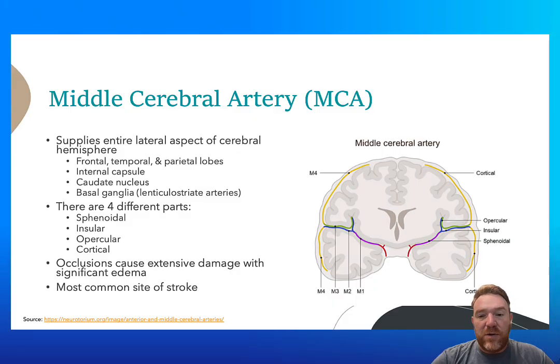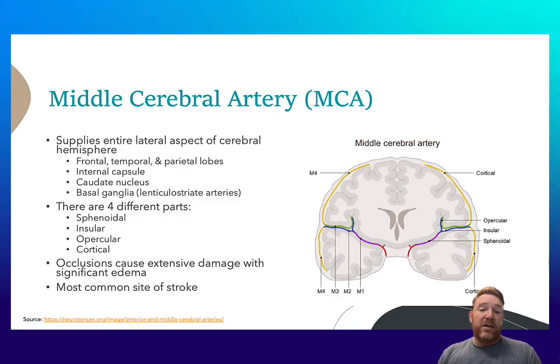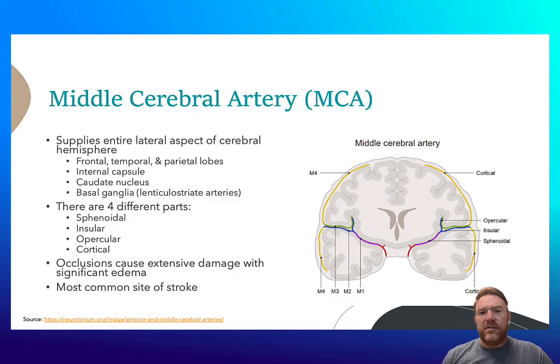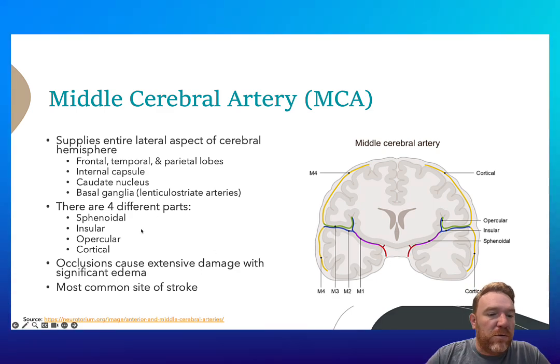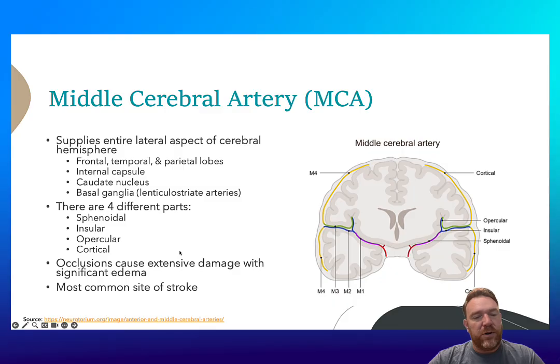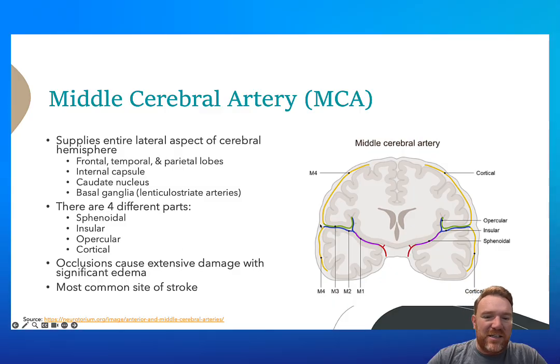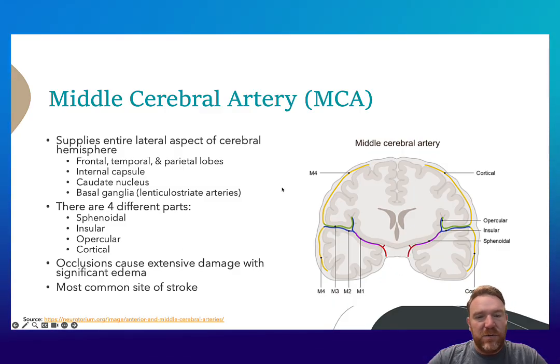So the basal ganglia is all about initiation, stopping movement, starting movement. It's usually implicated in diagnoses like Parkinson's disease and Huntington's disease. And there's a lot of different portions of it: sphenoidal, insular, opercular, and cortical. All right. And so those are just anatomical ways that we can discuss this with other people.